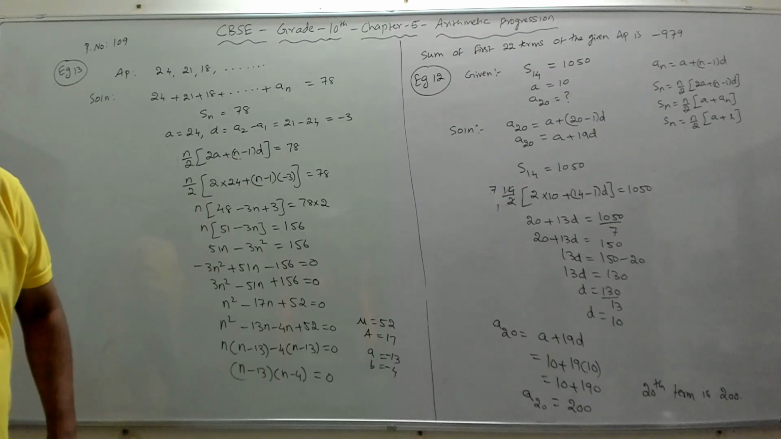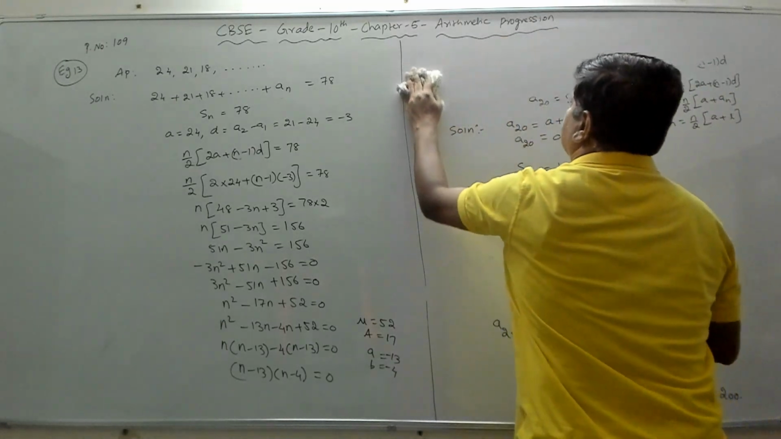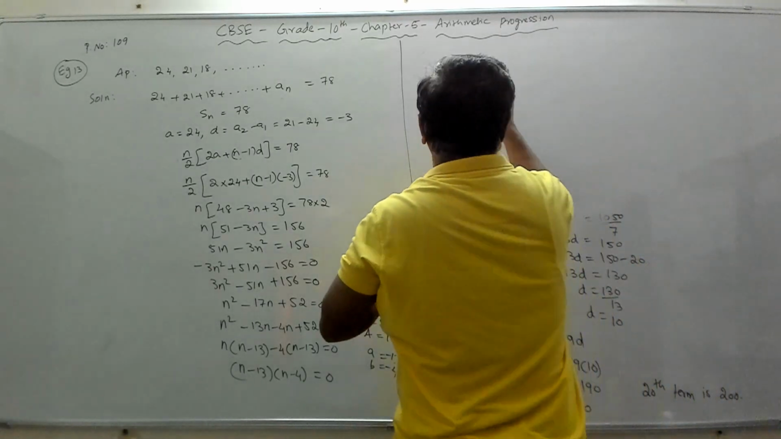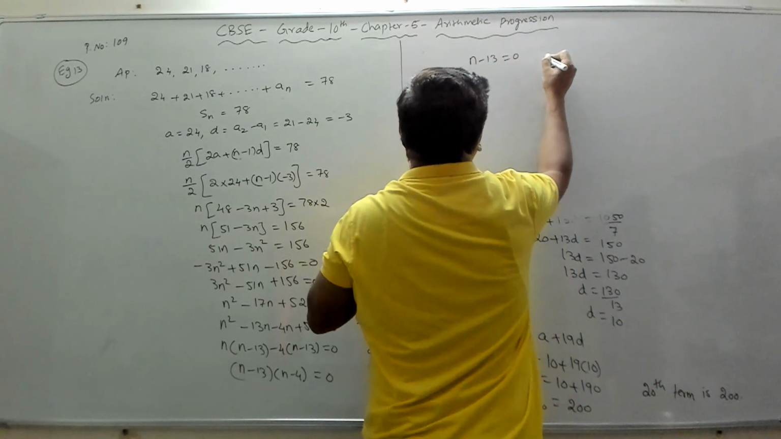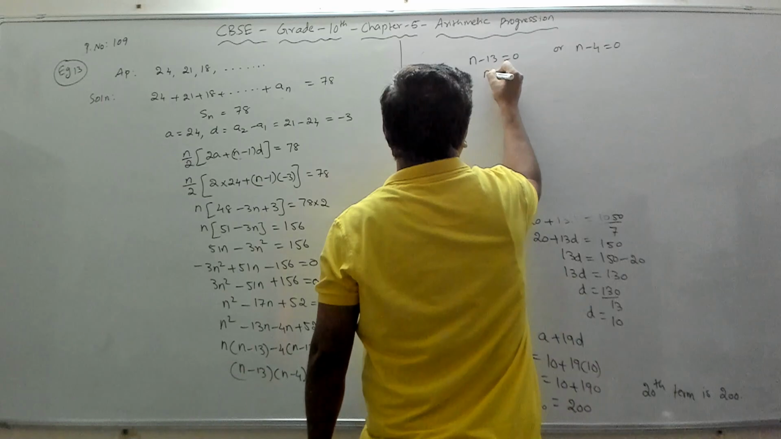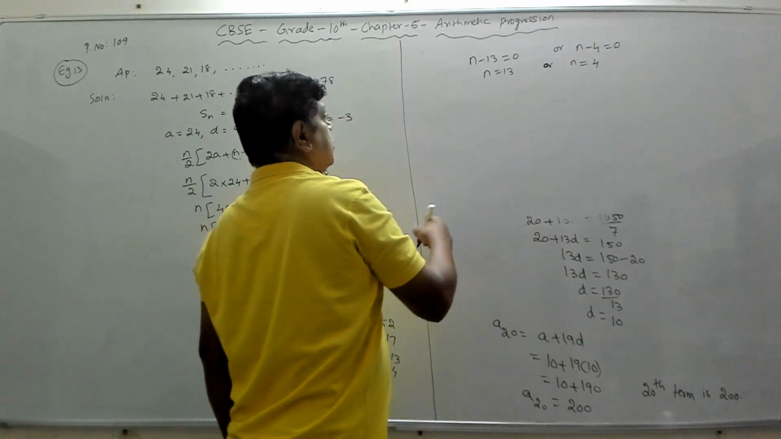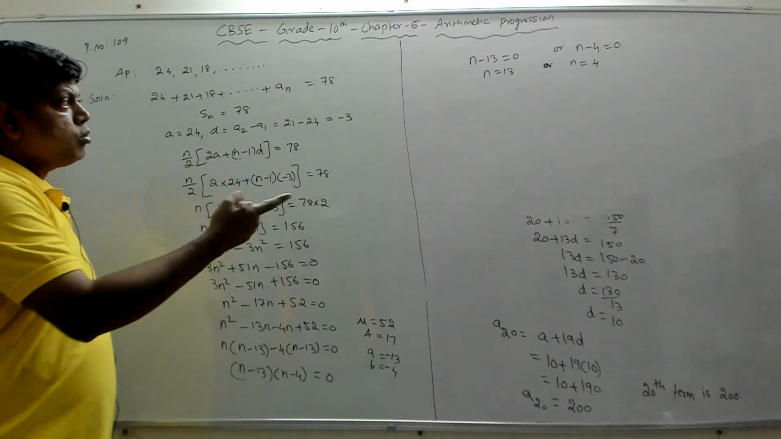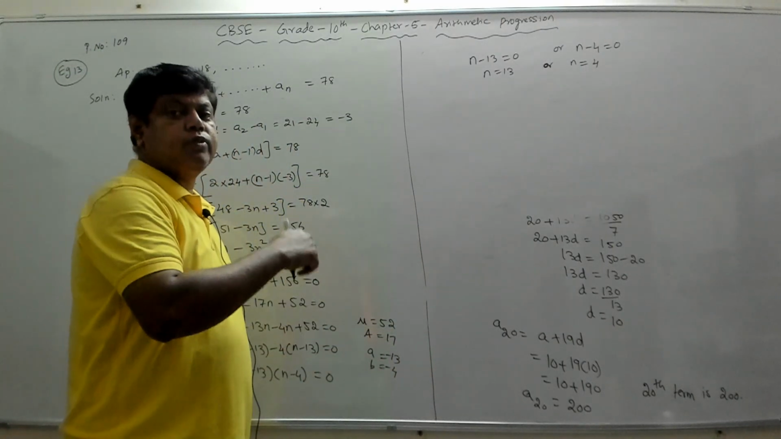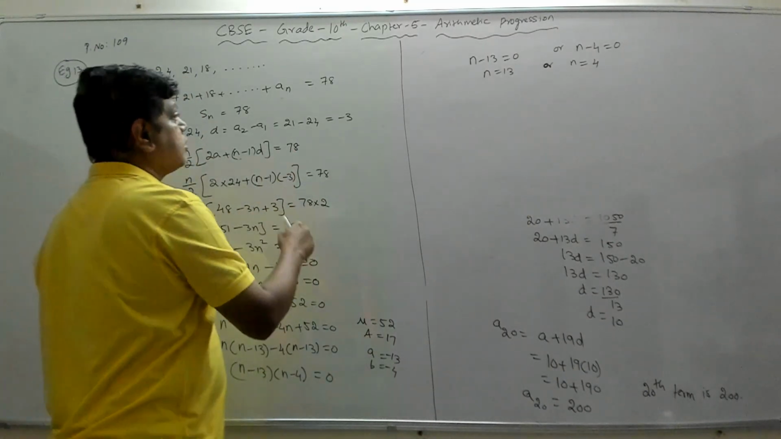So which means your n minus 13 equal to 0 or n minus 4 equal to 0. Either this is 0 or this is 0, which means n is equal to 13 or n is equal to 4. So both are positive. So n should be a positive integer and both are positive. Therefore, both the values are possible, which means either we should add the sum of first 4 terms or we should add the sum of first 13 terms to get the sum as 78, right?